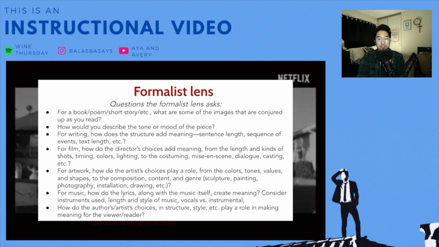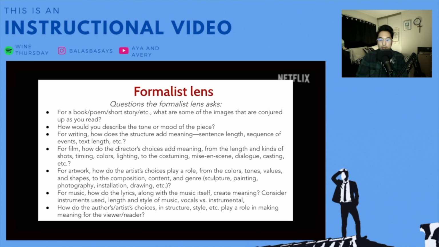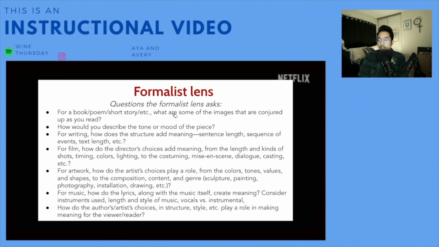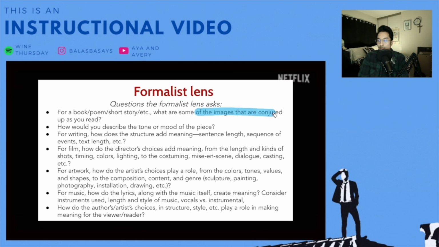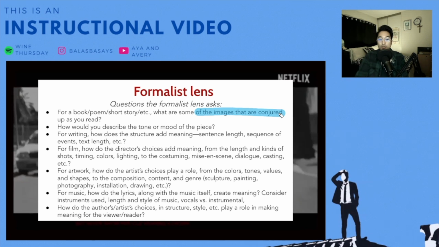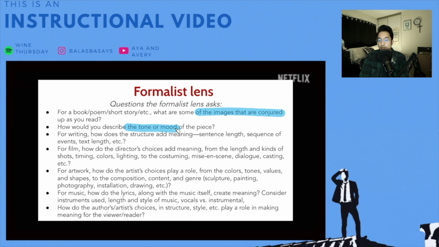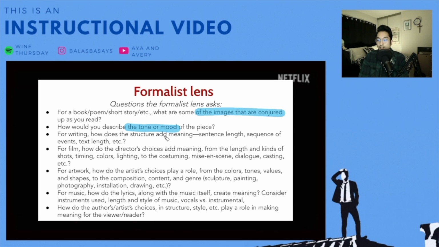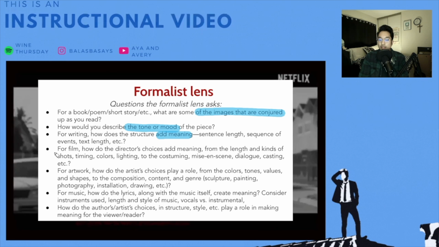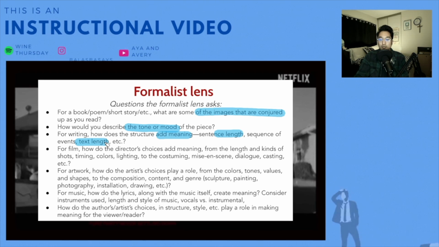Just like the definition of this lens, here are some of the things that you would analyze with the formalist approach. For a book, poem, or short story, you might look at some of the images that are conjured up as you read. Using your imagination, what was the author evoking as you were reading that text? How would you describe the tone or mood of the piece? For writing, how does structure add meaning? So you could be looking at sentence length, the sequence of events, how long a text or a poem is, or how long song lyrics are.